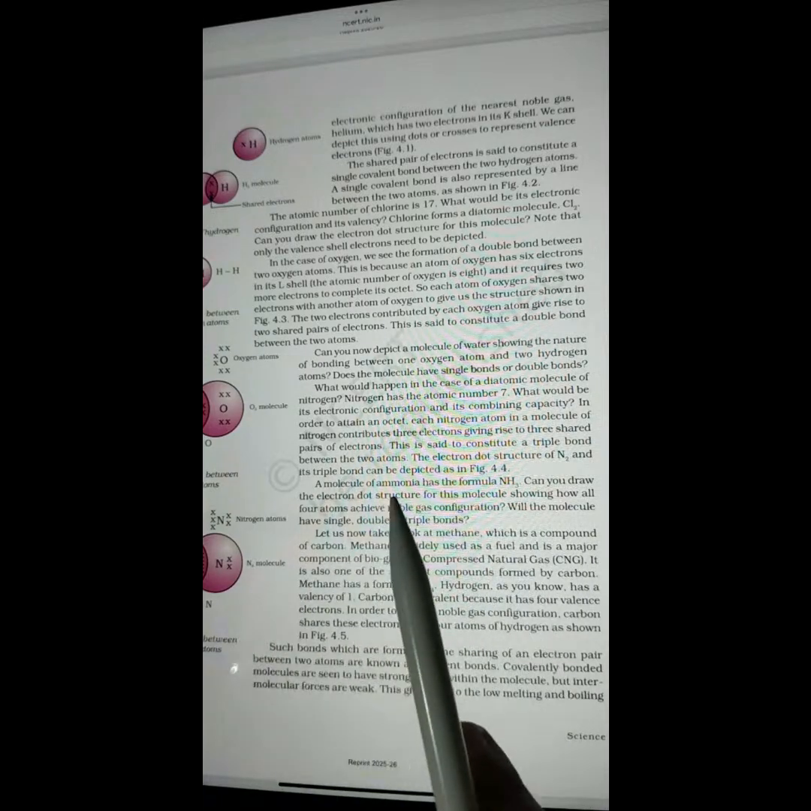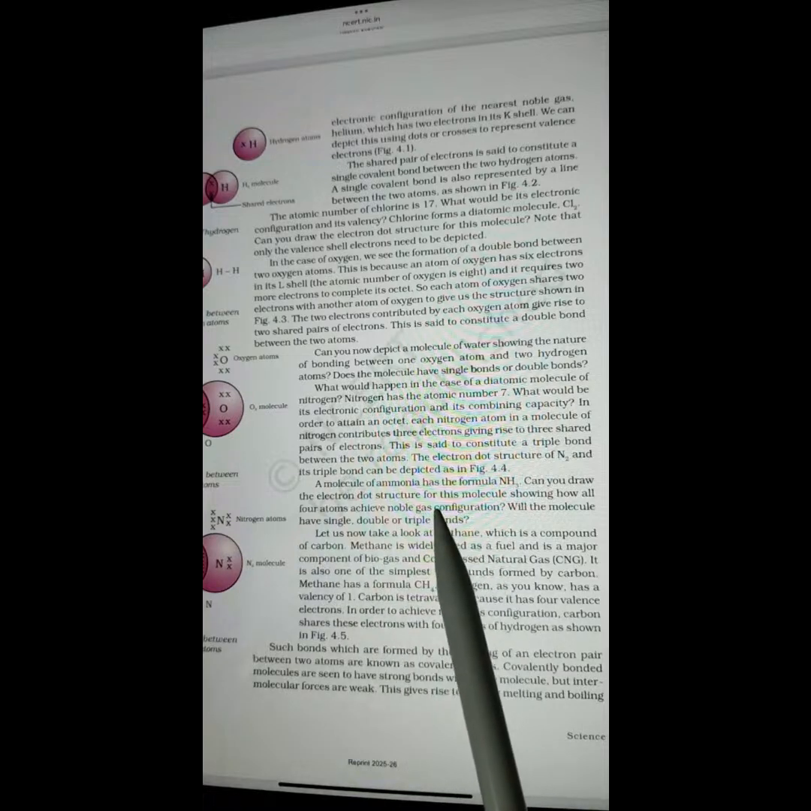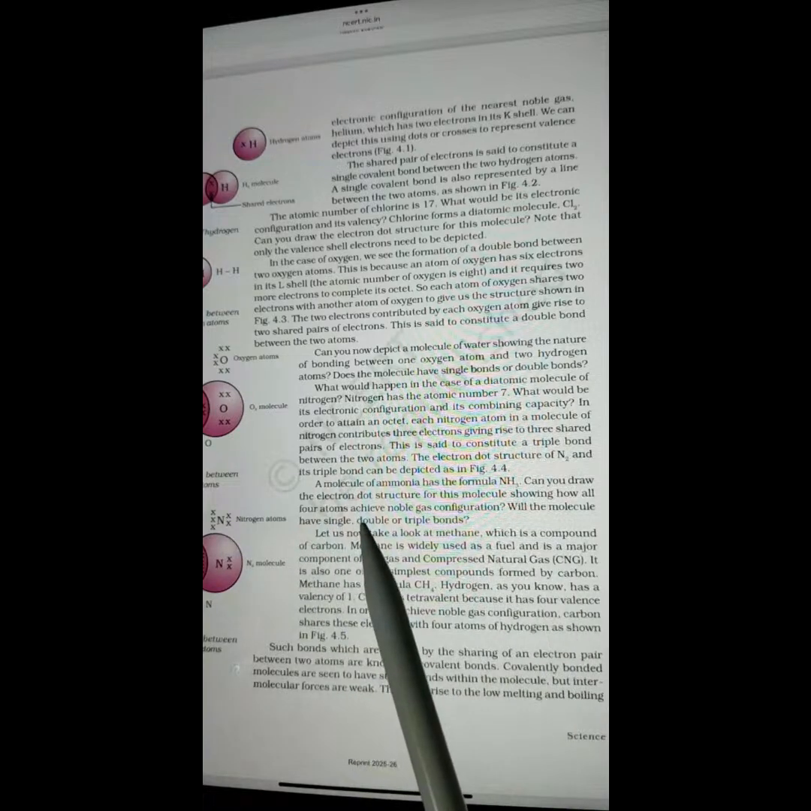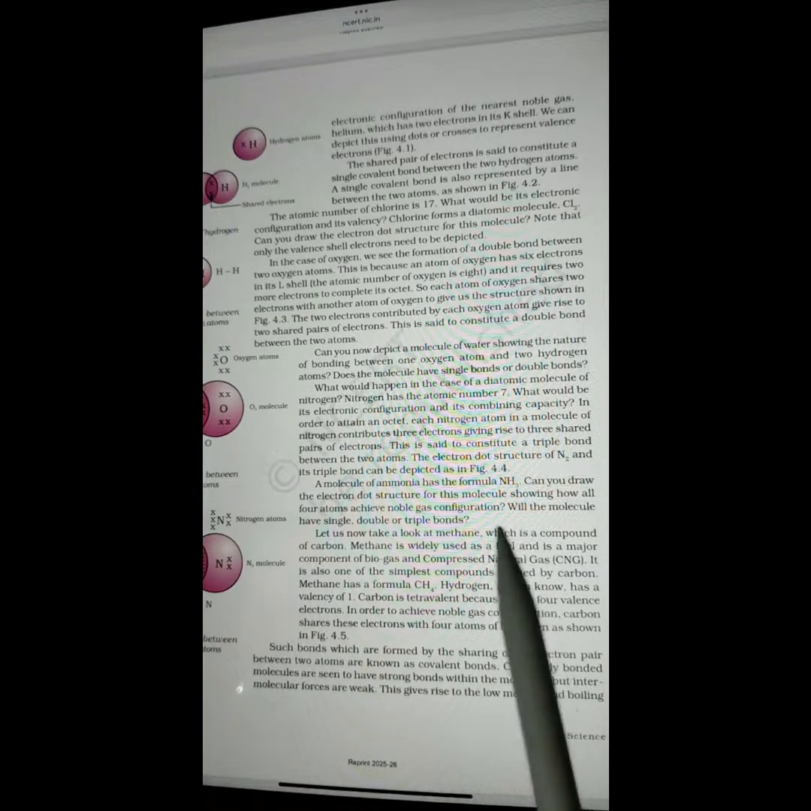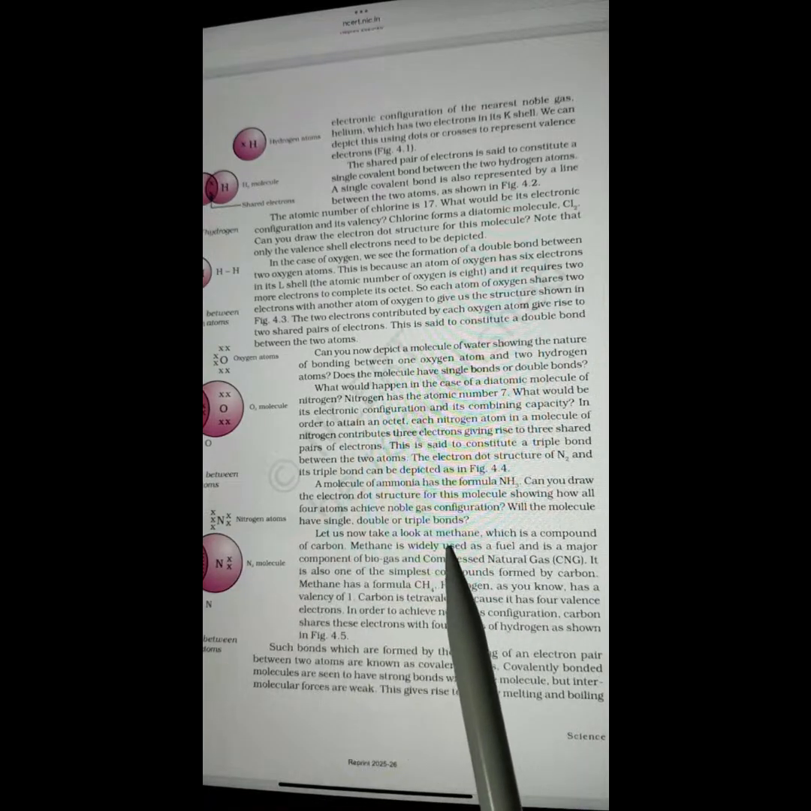A molecule of ammonia has the formula NH3. Can you draw the electron dot structure for this molecule showing how all 4 atoms achieve noble gas configuration? Will the molecule have single, double, or triple bonds?